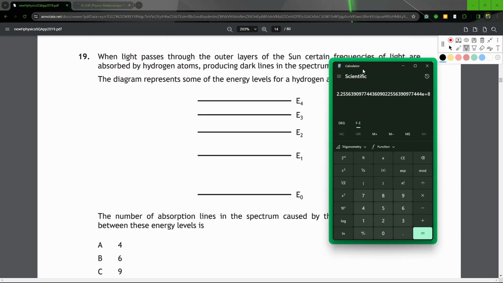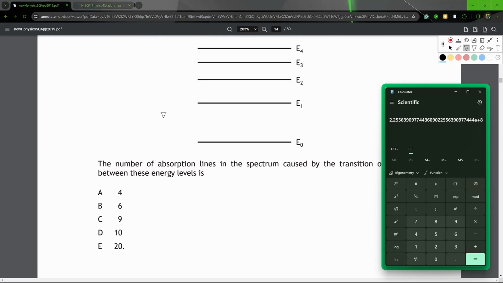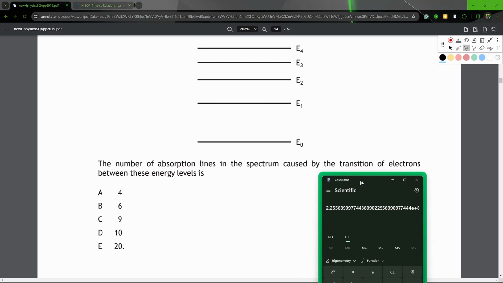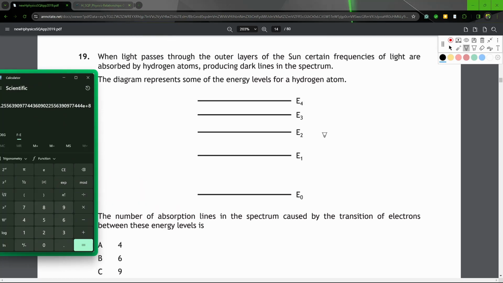When light passes through the outer layers of the sun, certain frequencies of light are absorbed by hydrogen atoms, producing dark lines in the spectrum. The diagram represents some of the energy levels for a hydrogen atom. The number of absorption lines in the spectrum caused by the transition of electrons between these electron energy levels is what? Well, this one, actually, we can do a ton of drawing for this. We just need to work out all the different lines.